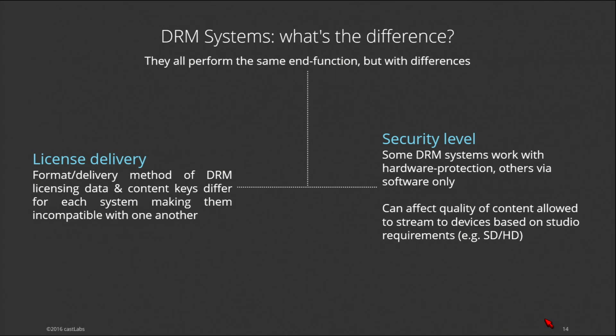So what's the difference between the different DRM systems? In terms of license delivery, the format and delivery method of the DRM licensing and the content keys differ from each system, making them incompatible. And security levels are different, as I mentioned. Some DRM systems actually work with hardware protection, others work with software protection. For example, CMLA-OMA is a software-protected DRM system. And it can affect the content allowed by the studios. So it's important that you understand this.